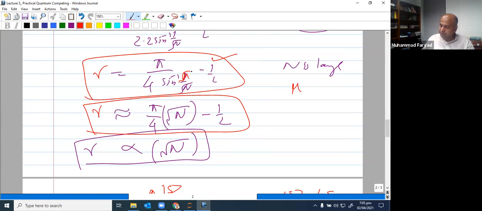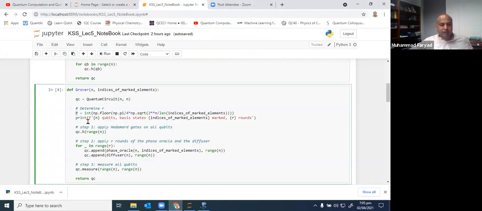But for now, let's say when there are mu number of solutions, if mu is equal to 2, there are 2 solutions. If mu is equal to 3, there are 3 solutions. So this mu comes over here. So with this expression, we can compute R. So then I'm computing this R. And once I've computed this R, I'm just printing this thing when we call this function to see what we have given as input.